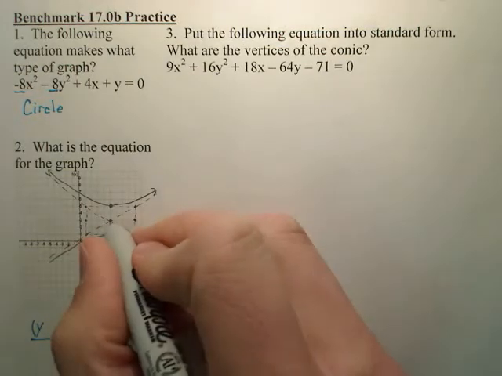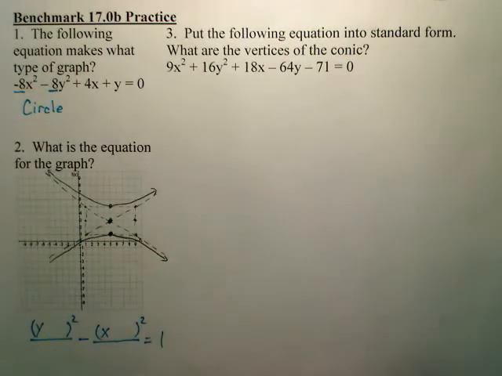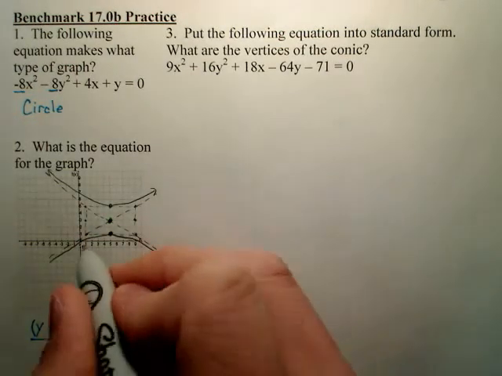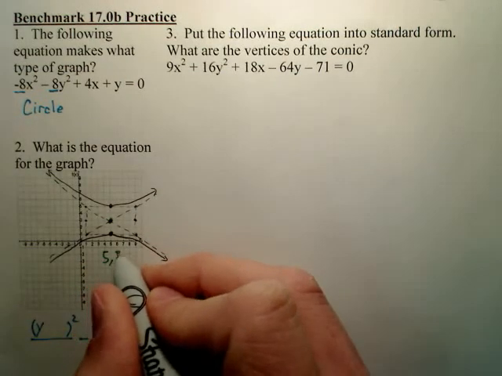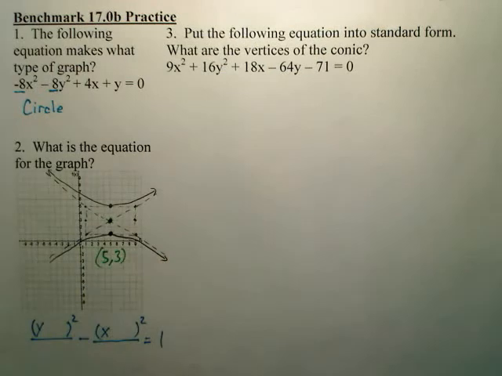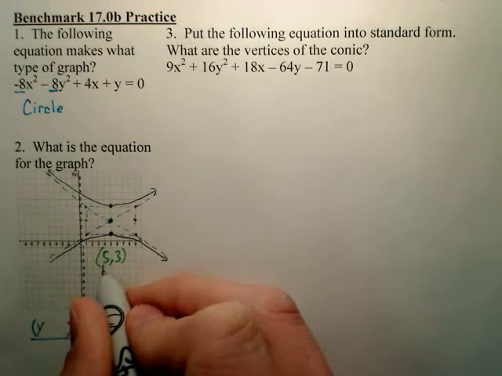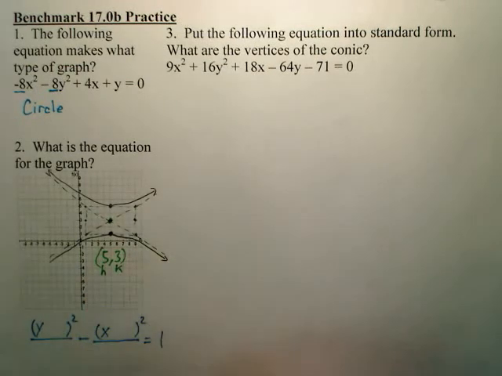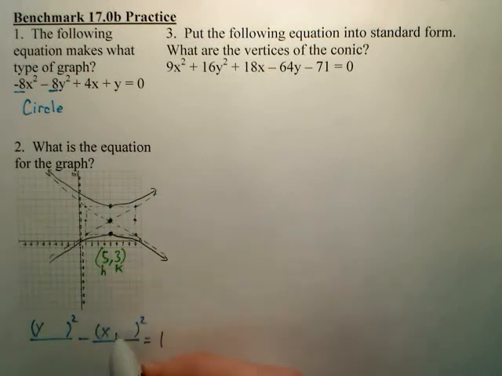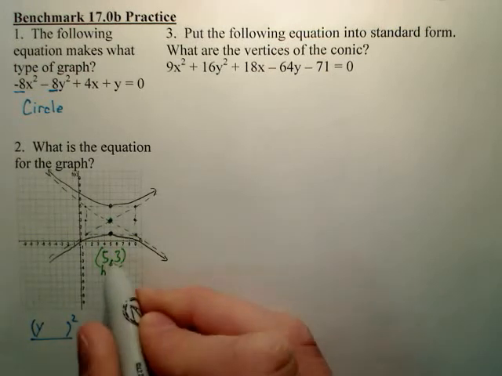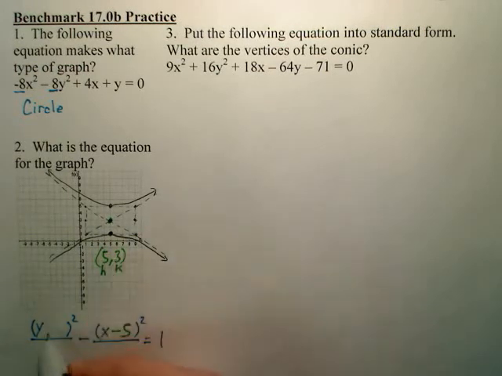The next step is we have to find the center. The center of that hyperbola looks like it's over 5 and up 3. So the center is 5, 3. So this is your h, this is your k, also known as x and y. Your 5 is going to go with the x, so the opposite of 5 is negative 5. And 3 goes with the y, so the opposite of 3 is negative 3.